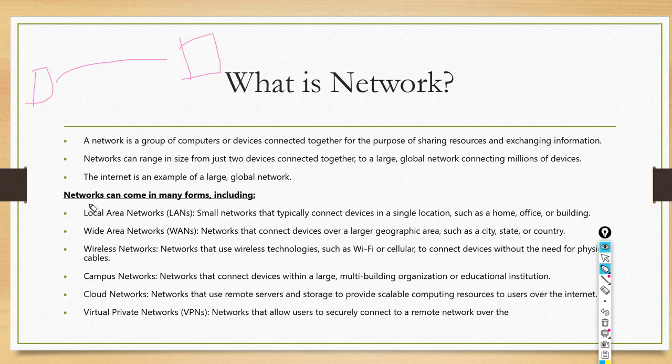Now network comes in many forms, but here I have listed a few of them to understand the basic idea. So the first one is LAN, then WAN, wireless network, campus network, cloud network, and virtual private network. So let's see what is a LAN network. So LAN network is basically like your home connection. So at your home you might be connected to a router, your laptops are connected, your phones are connected. So all these come under local area network.